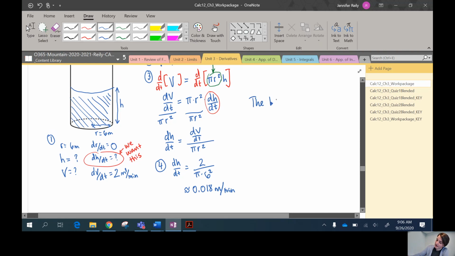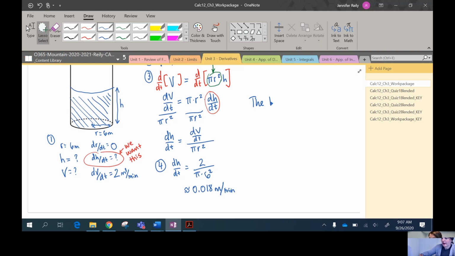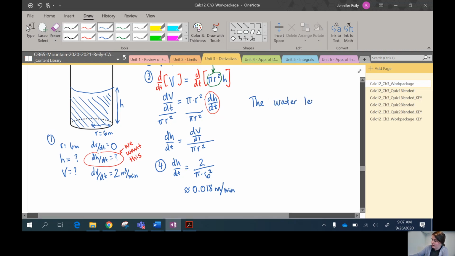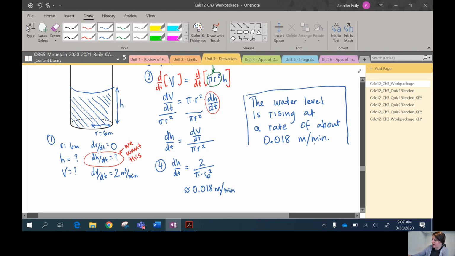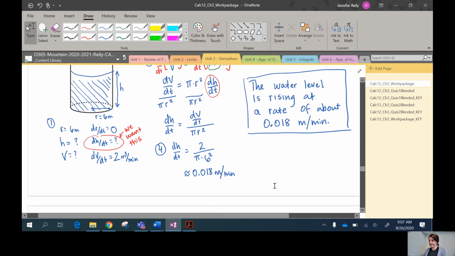So the height, or the water level, I guess is probably a better way to say it, the water level is rising at a rate of about 0.018 meters per minute. Okay, and this is a positive rate because that water level is increasing. So every minute it's going to go up by about 0.018 meters. Okay, and that's it for that one.